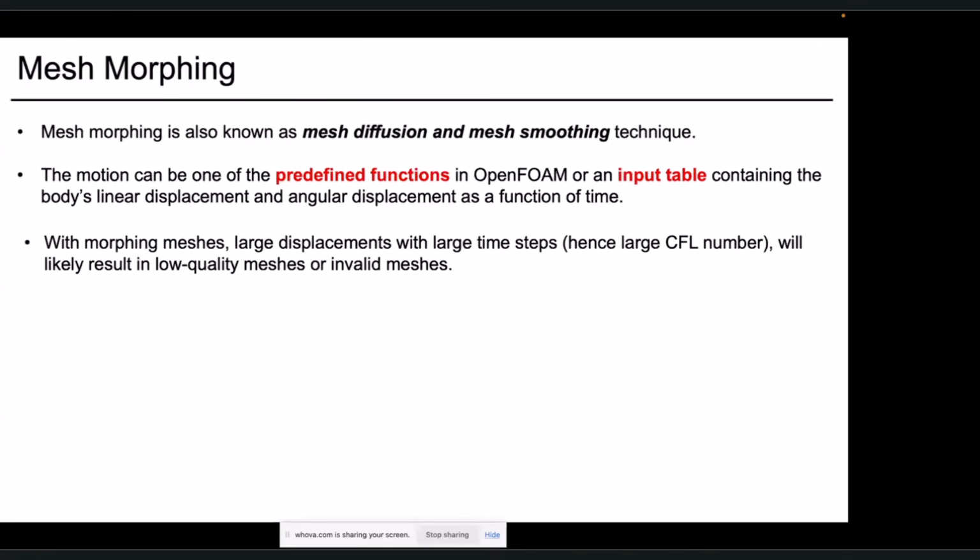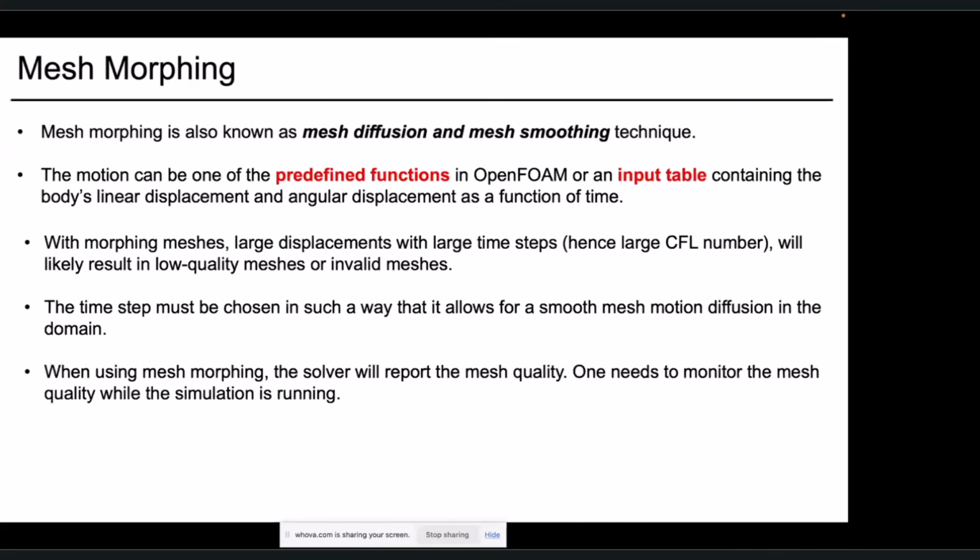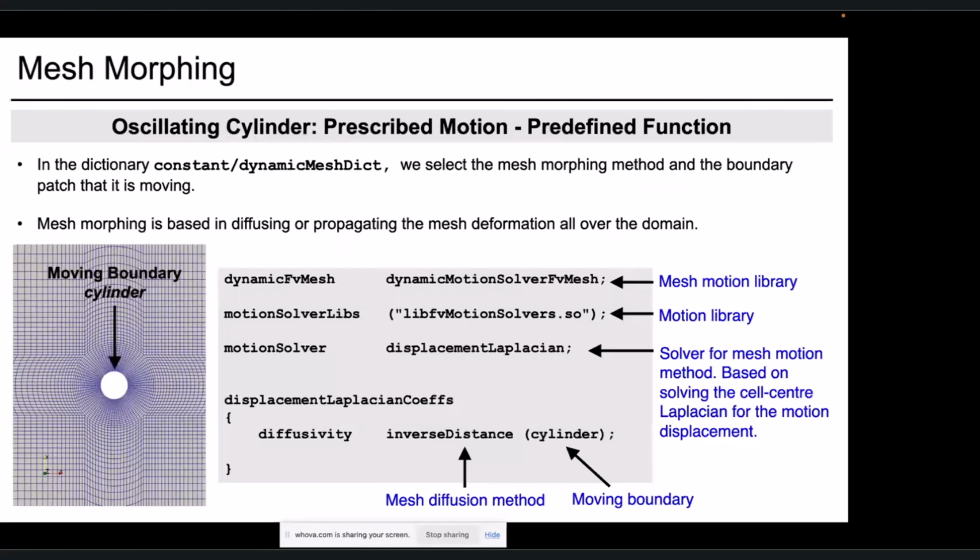Now, I have already mentioned that for morphing meshes in particular, we have to be very careful about the corresponding CFL number, and the time step must be chosen in such a way that it allows for a smooth mesh motion diffusion in the domain. Otherwise, the solution will diverge. And we have to monitor the mesh quality, as I mentioned previously. Now, let us look into these two categories.